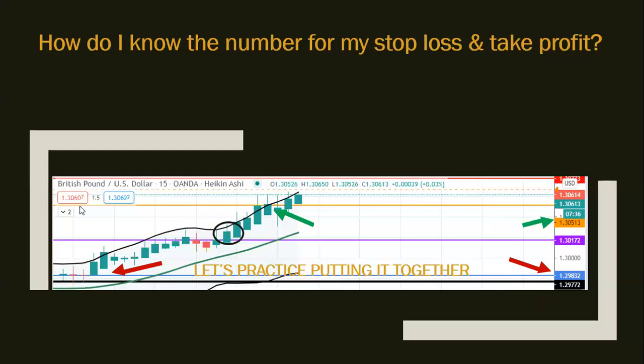So again, all we did is we started where the circle was. We predicted that the market would go up a little bit. We copied that number on the right-hand side that tells us where to go, right? What that number is going to be for our take profit. And then we do the same thing for our stop loss. We look down and say, you know what? If it goes this much, I'm in trouble. So we copy that number, that blue number, 1.29832 is our stop loss.